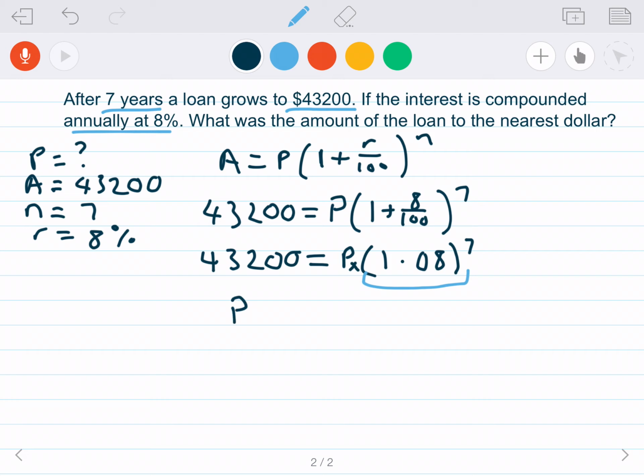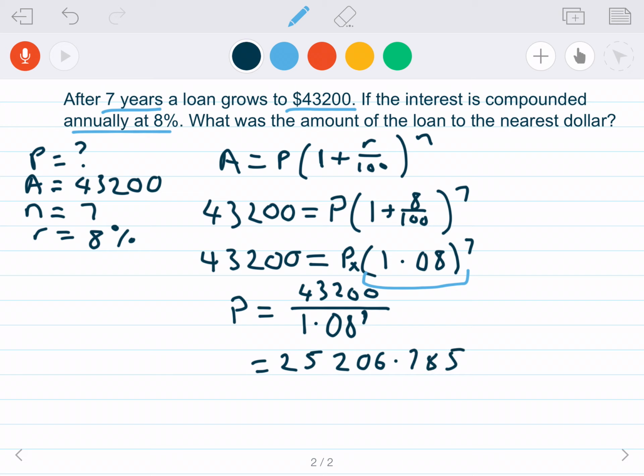So P is equal to 43,200 divided by 1.08 to the power of 7. So here, when you work this out on your calculator, and please do this just to make sure you're using your calculator right, is $25,206.785. So, excuse my bad 8 there.